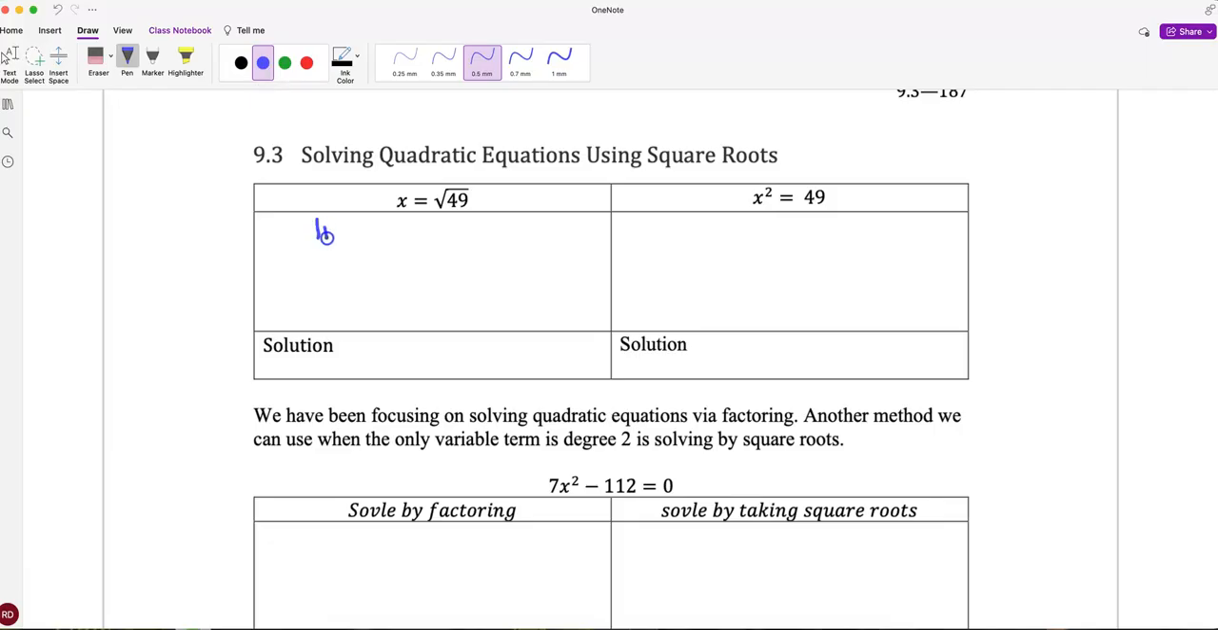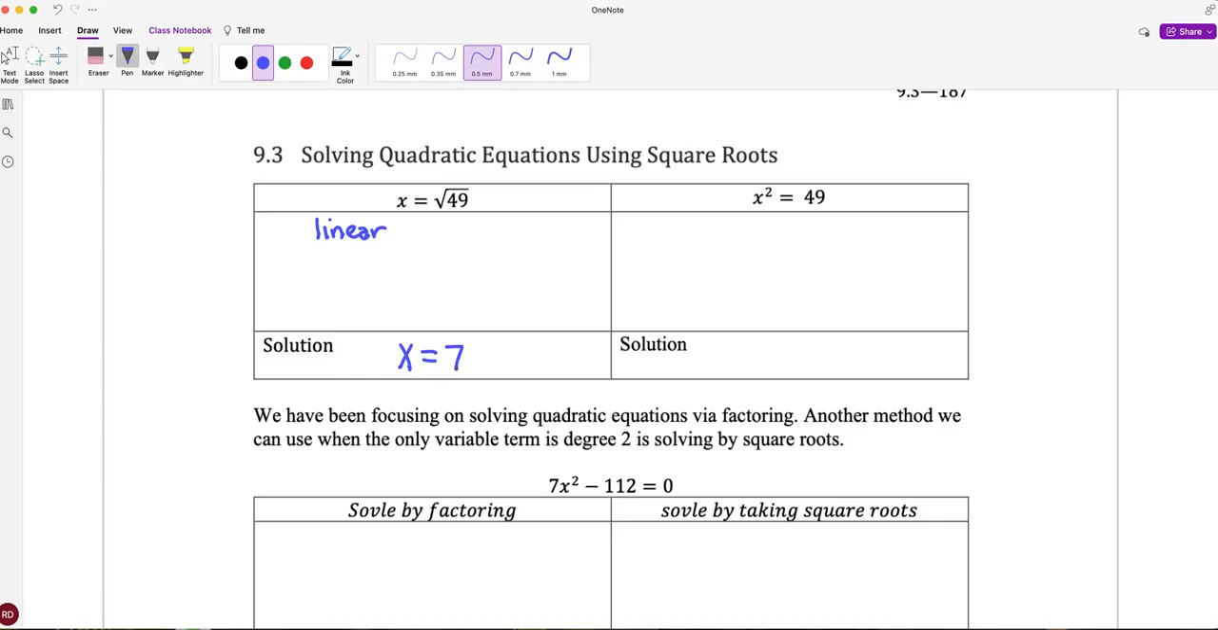So this is a linear equation. I know it's linear because the variable x is only raised to the first power. So this can have one solution, no solution, or infinitely many solutions if it's a linear equation. But x is the square root of 49. You know the square root of 49 is 7. So the solution here is x equals 7.